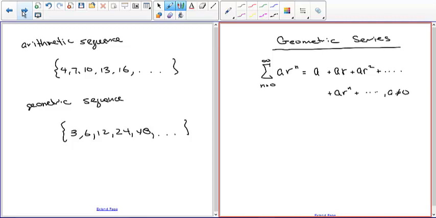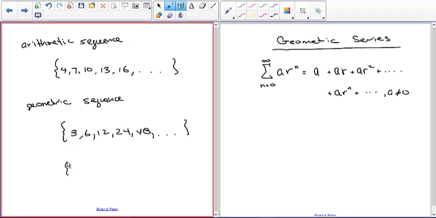So if I go back to my sequence, I can rewrite this. Instead of 3, 6, I can take 3 times 2 to the 0 power, 3 times 2 to the first power, 3 times 2 to the second power, 3 times 2 to the third power, etc. Because 2 to the 0 is 1, so you get 3. 2 to the first is 2, 2 times 3 is 6. 2 squared is 4, 4 times 3 is 12. 2 to the third is 8, 8 times 3 is 24. So that's another way you can write this geometric sequence.